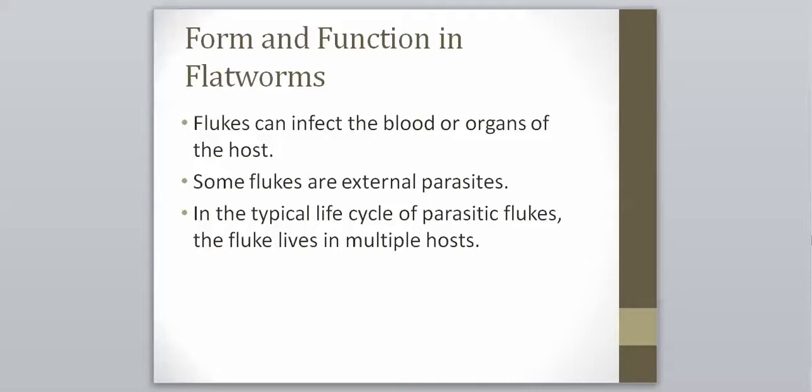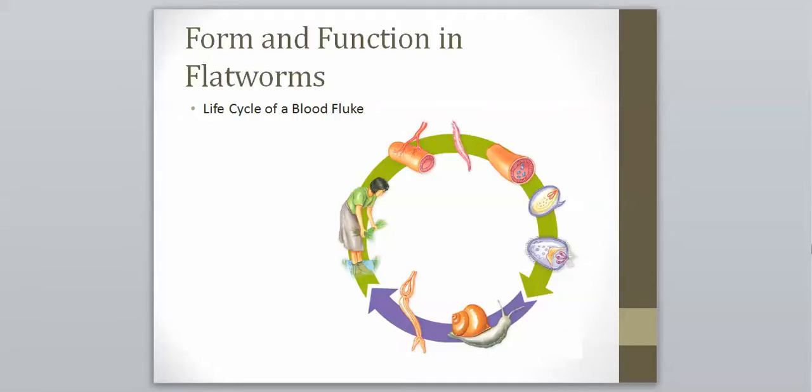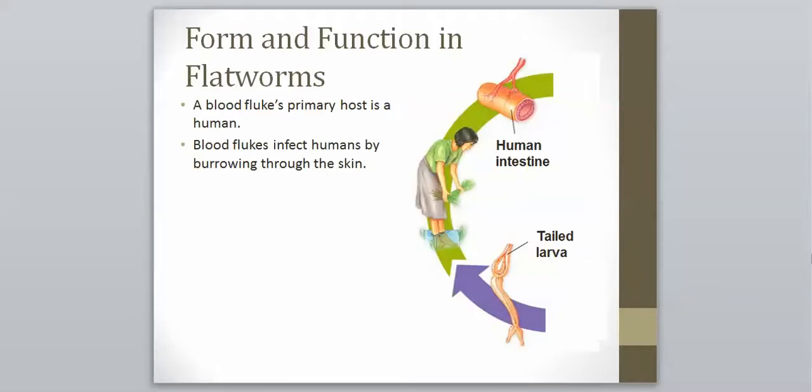In the typical life cycle of parasitic flukes, the fluke will live in multiple hosts. So it doesn't just affect one type of organism, it'll affect multiple types within just one life cycle. Here's a picture of what this life cycle will look like, and we're going to break down what each one of these steps shows. The blood fluke is the example we're going to use, and its primary host is a human. That's why I got a picture of our lady out there. She's in the water, you can see, without any shoes on.